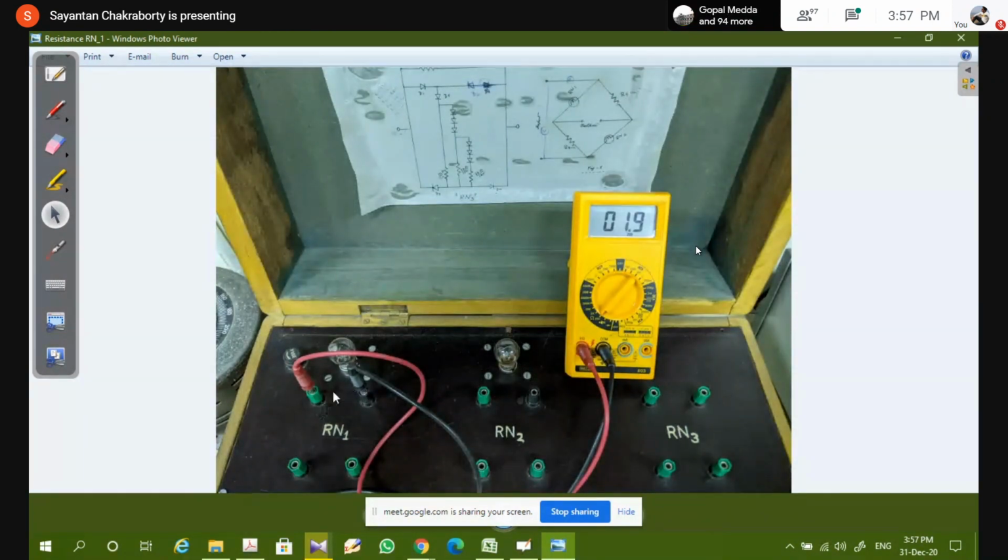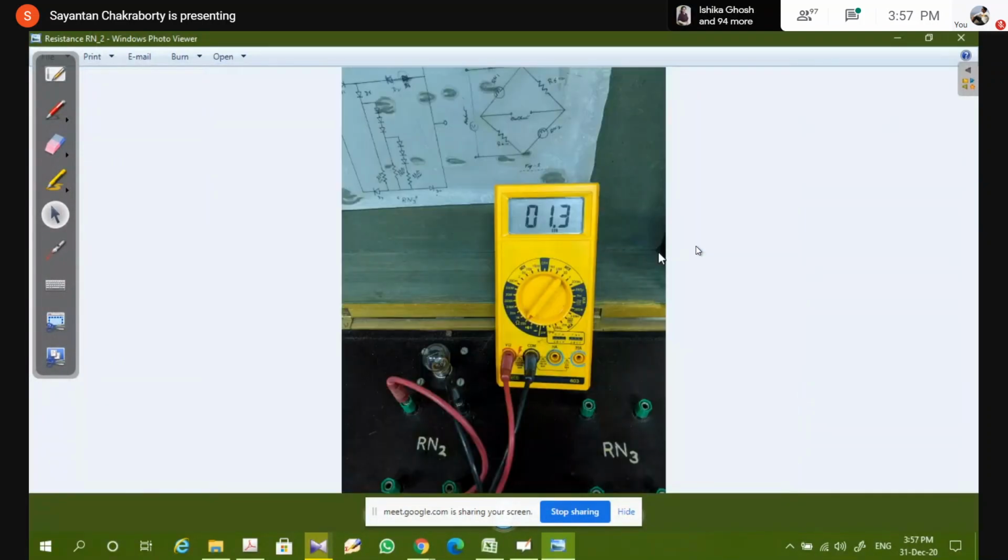So you see this is the connection. It's 1.9 something. You can take note of these resistances, okay? This is for Rn1, 1.9 ohms. This is Rn2, 1.3 ohms. This is offline, the lamps are off now.